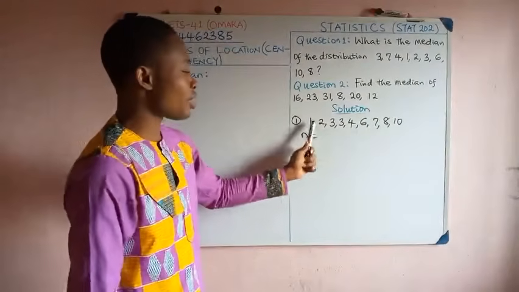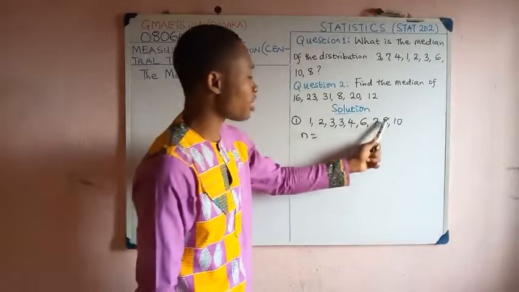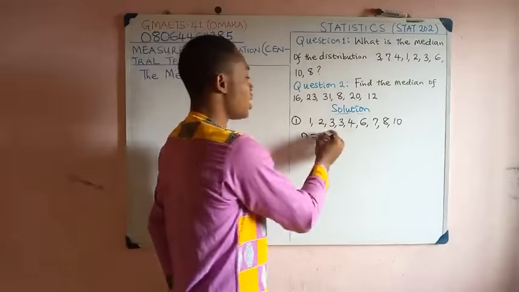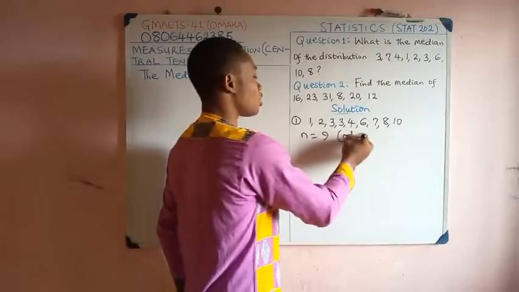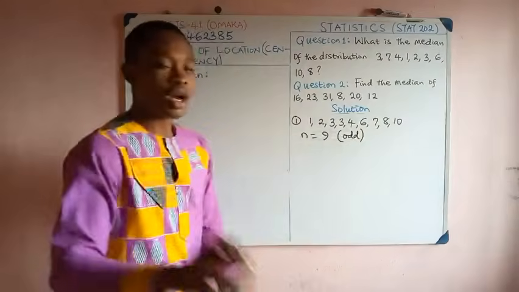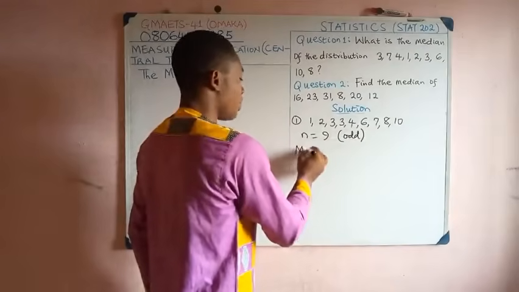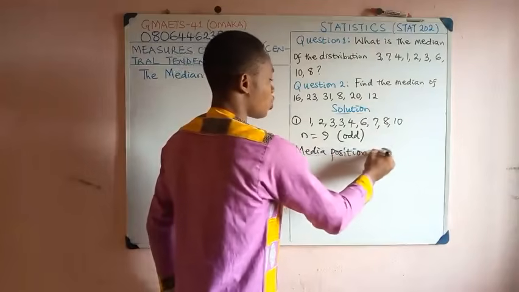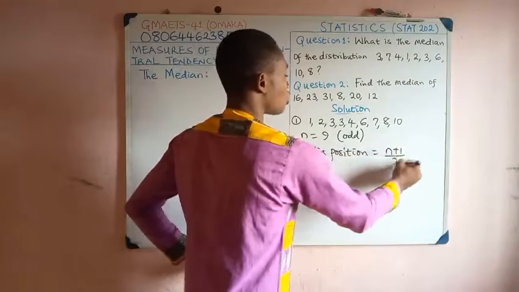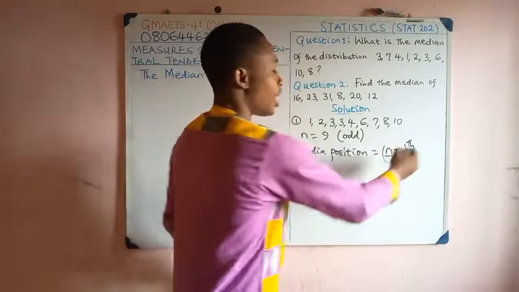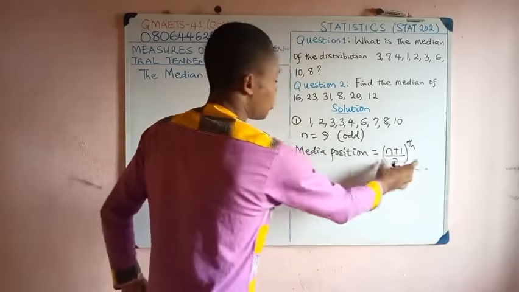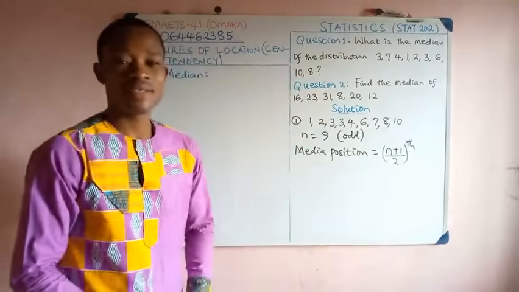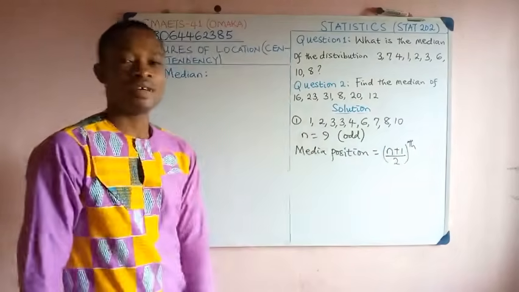You can count that out here. 1, 2, 3, 4, 5, 6, 7, 8, 9. So there are 9 items there, and that 9 is what? Odd. Because it is odd, we can now obtain the median by using the formula median position. Median position is equal to (n plus 1) over 2 item, right? The item located at this position is our what? Median number in this problem.